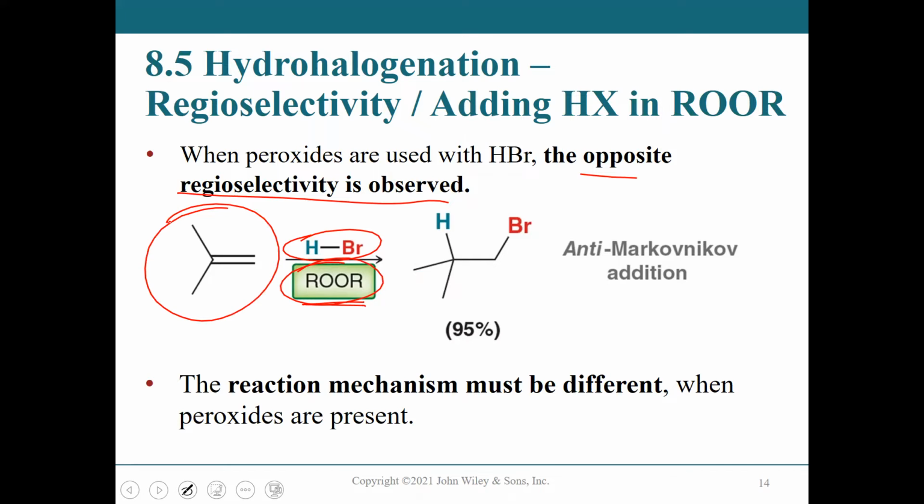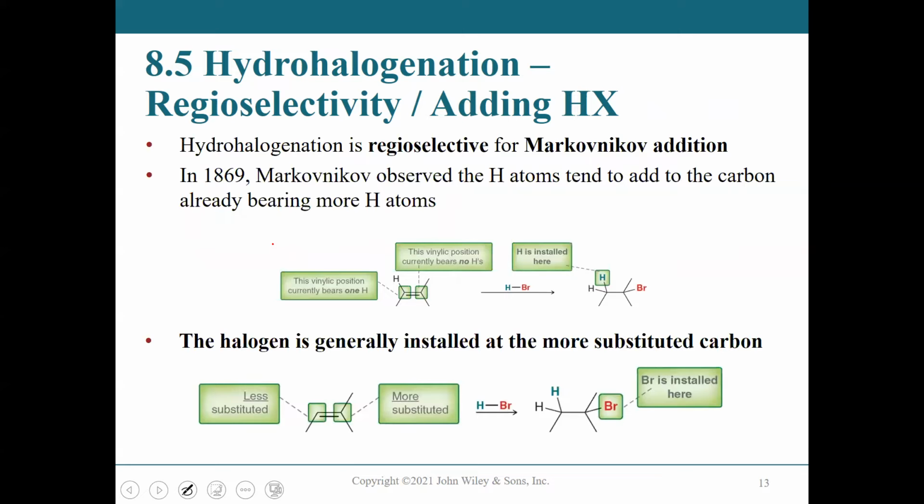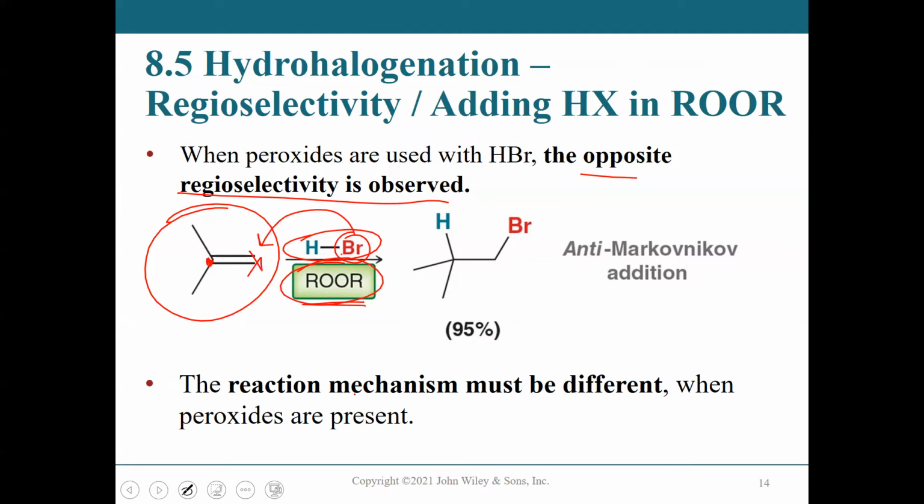So if you have this alkene, this one is my Markovnikov center, and this one is my anti-Markovnikov center. HBr in peroxide will add the nucleophile to the least substituted. In Markovnikov, it is the opposite: the bromine goes to the most substituted. In this case, bromine goes to the least substituted, 95%. You can see that it's a very clean reaction.